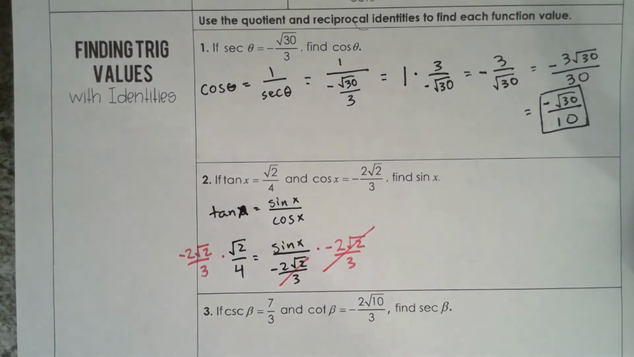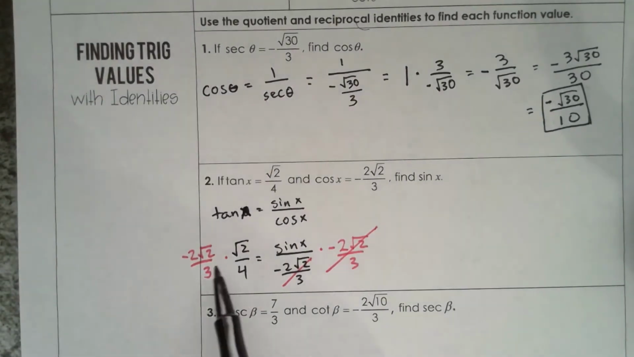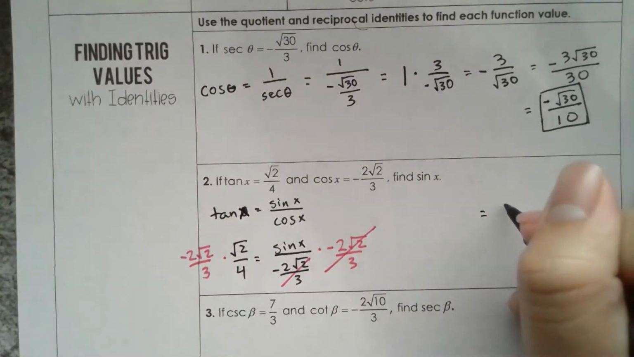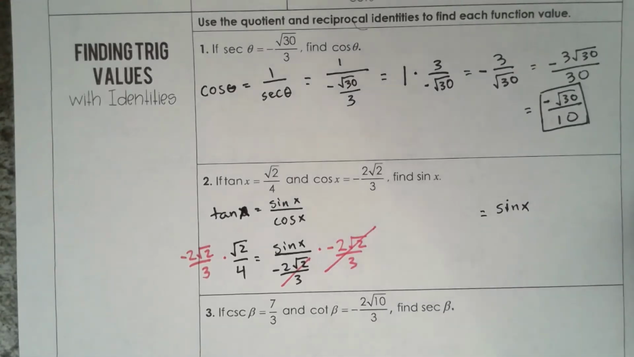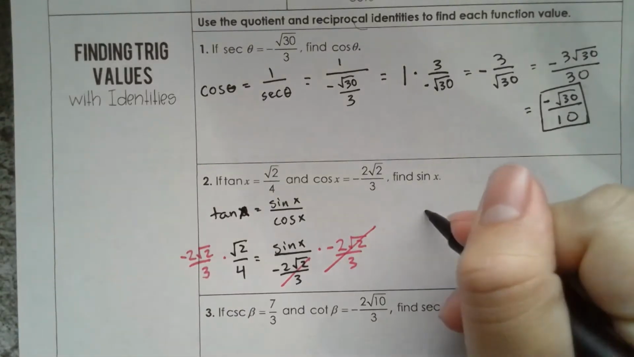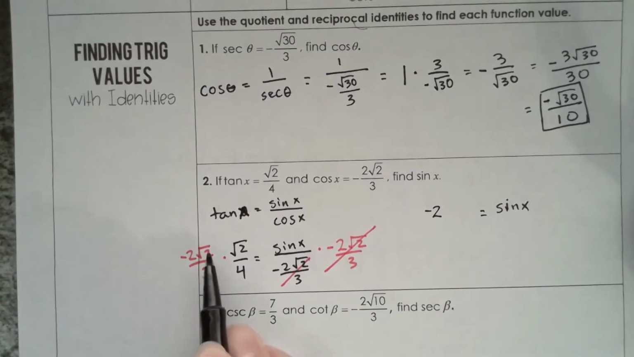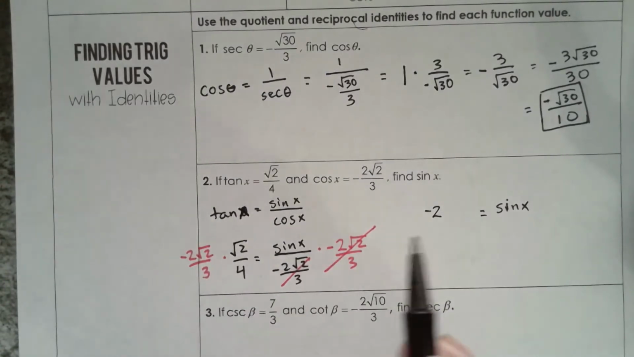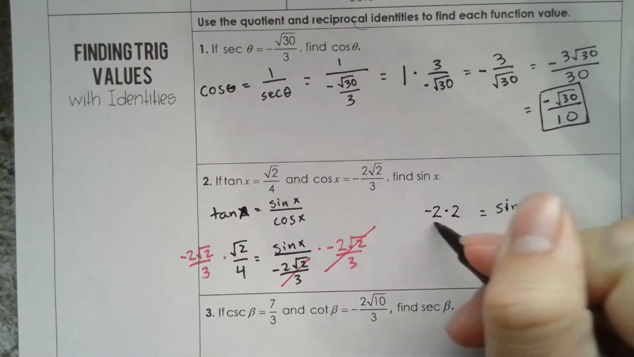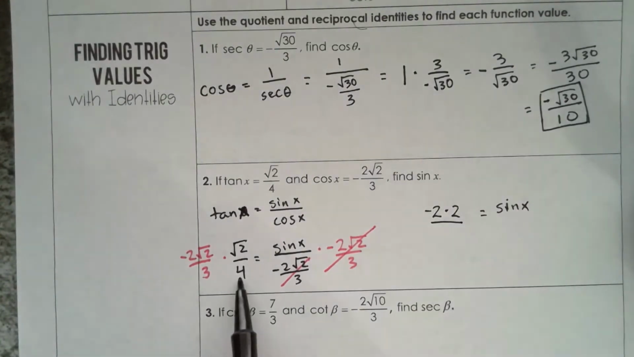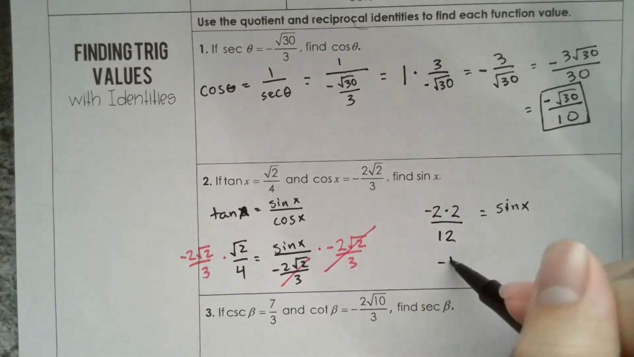What that'll give me on the left side, negative 2 square root 2 times square root 2, that'll give me negative 2. Square root 2 times square root 2 is square root of 4, which is 2, so times 2. I still have sine x on the right side. 3 times 4, 12. This will be negative 4 over 12 is equal to sine x.